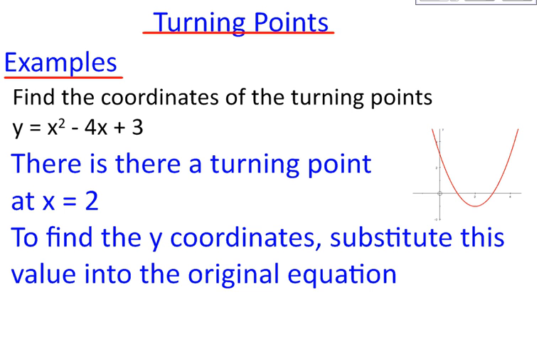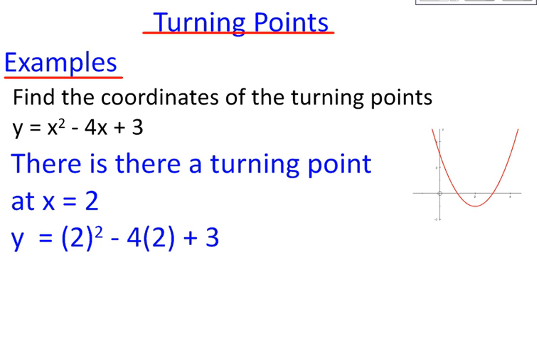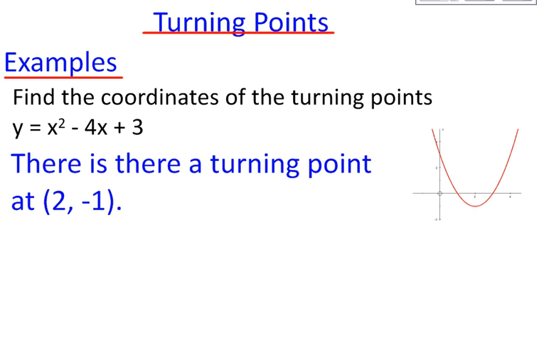To find the y coordinate, substitute this value into the original equation. So y equals 2 squared minus 4 times 2 plus 3, which is equal to minus 1. So the turning point is at (2, minus 1). From the diagram, you can see that this is a minimum.